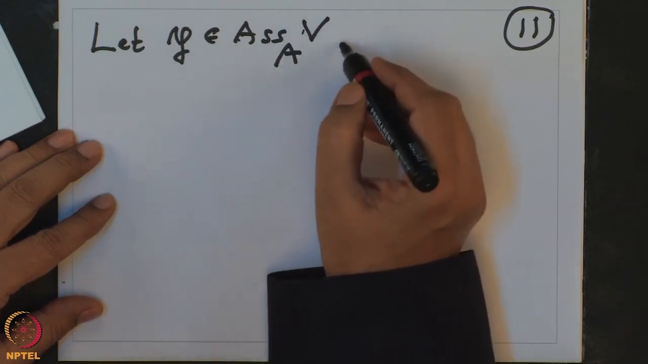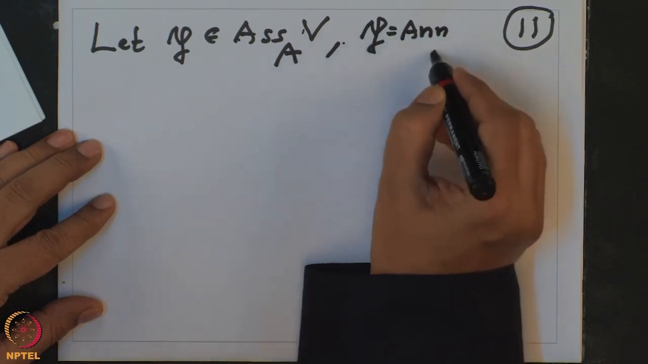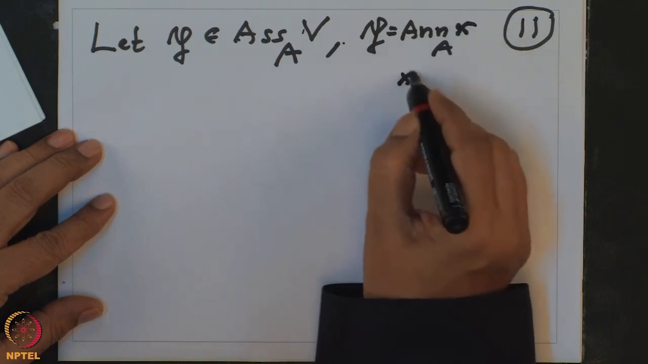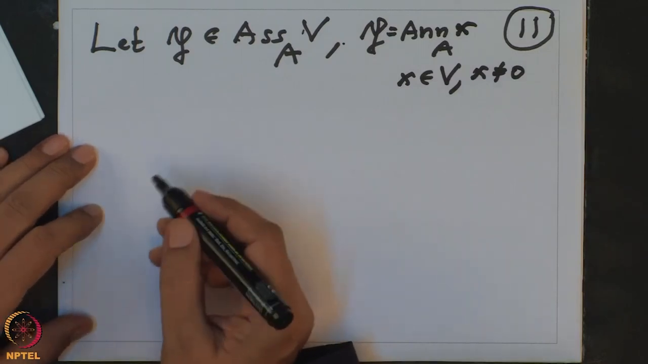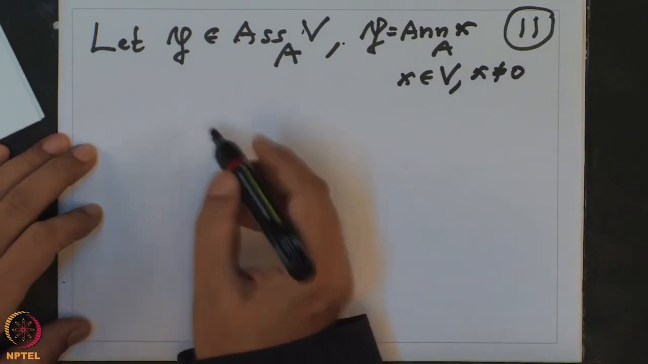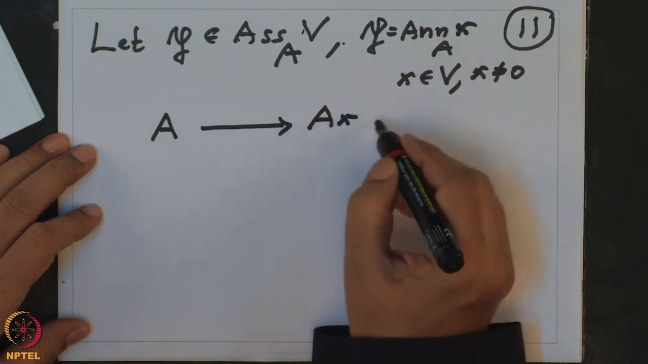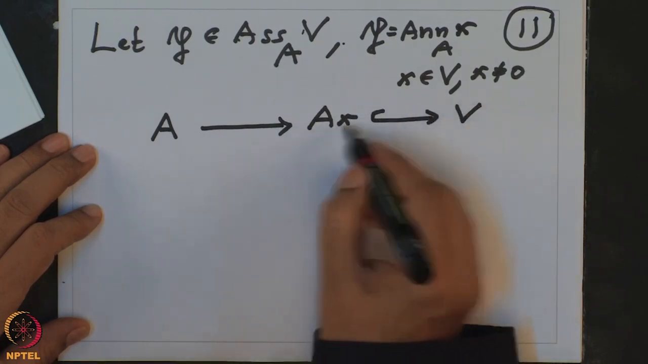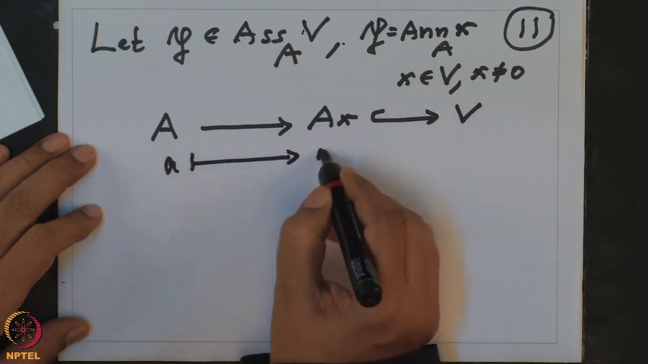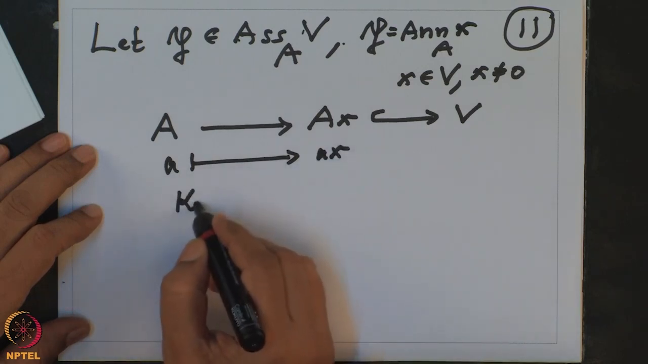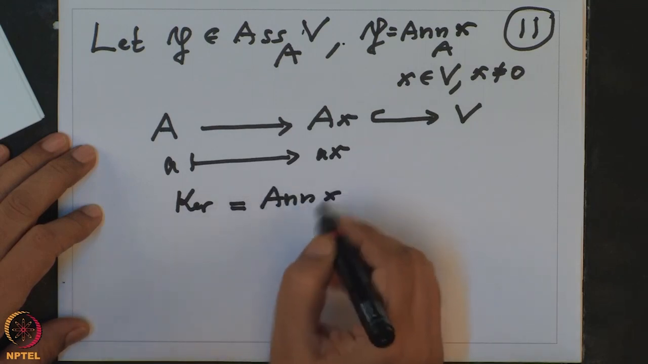That means P is the annihilator of some element X in V, and X is a non-zero element. That's the definition of the associated prime ideals. So now we have a map A to AX, and AX is contained in V. This is the submodule generated by X, and the map is A going to AX. We saw that the kernel of this map is precisely equal to the annihilator of X, which is P.